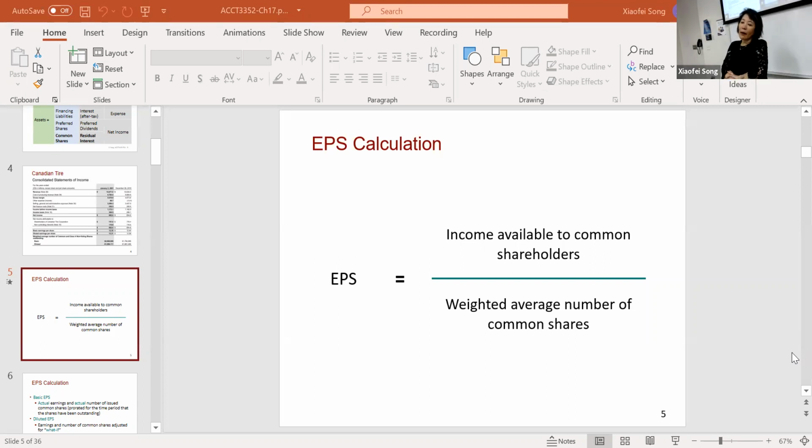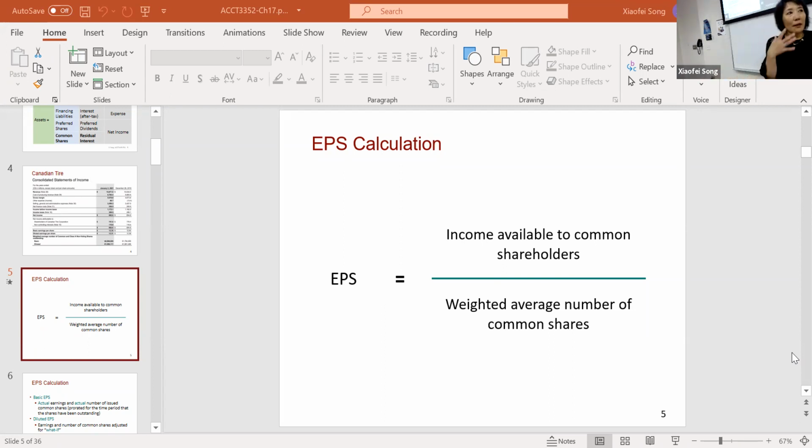The numerator, we have income available to common shareholders. As we said, when we talk about earnings per share, we are talking about earnings per common share, right? The residual ownership. And on the bottom would be the number of shares outstanding. Now, what do we exactly mean by income available to common shareholders? What is exactly the common shares outstanding? So that's the first thing we're going to talk about.